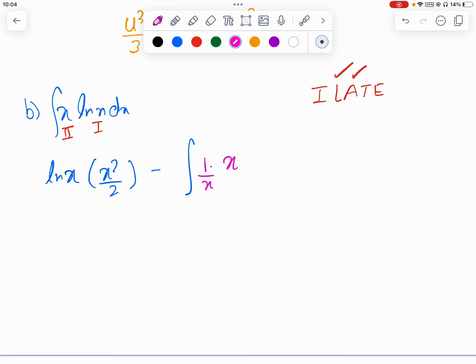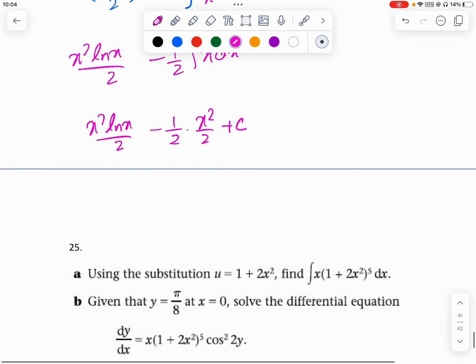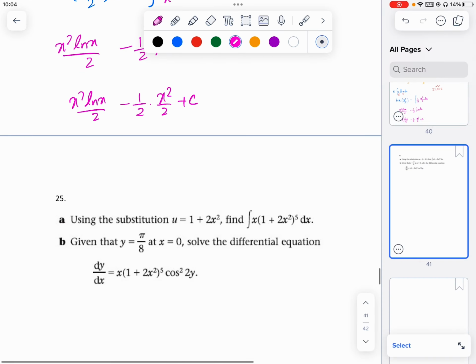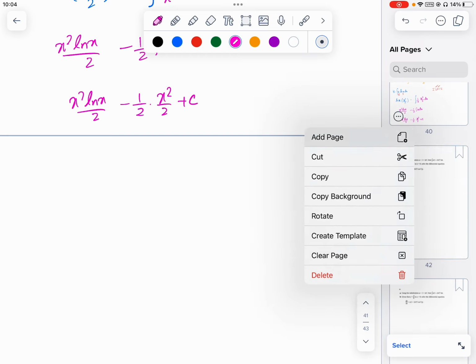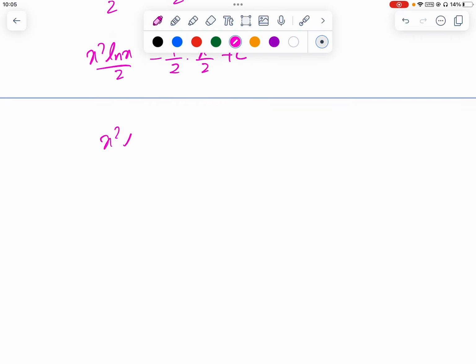Derivative of first function is 1 upon x. Integral of second function is x square upon 2. So x square ln x upon 2 minus integral of 1 upon 2 x dx. So x square ln x upon 2 minus 1 upon 2 x square by 2 plus c. So the answer becomes x square ln x upon 2 minus x square upon 4 plus c.